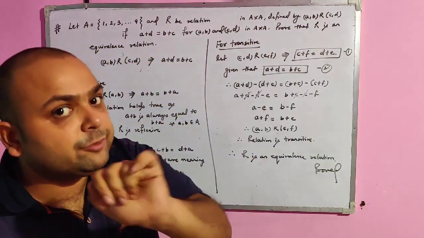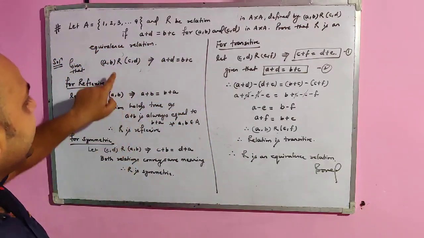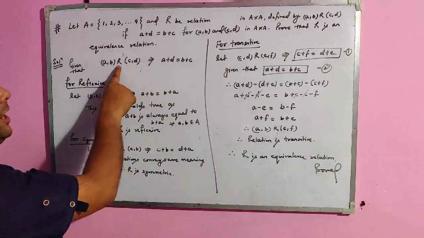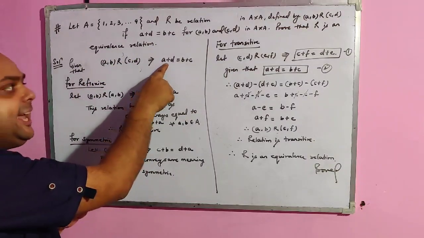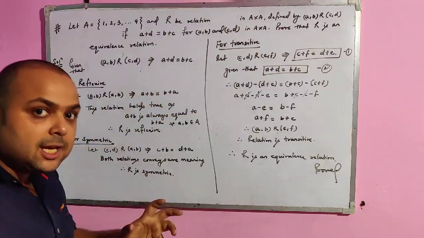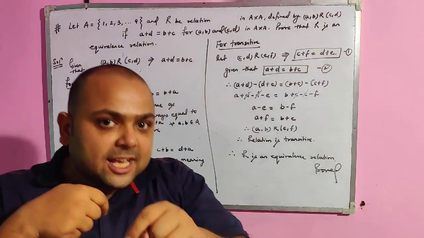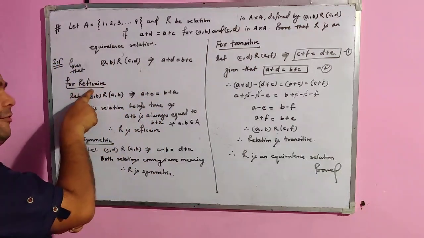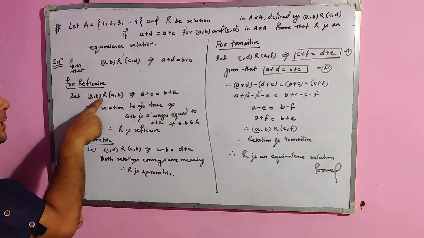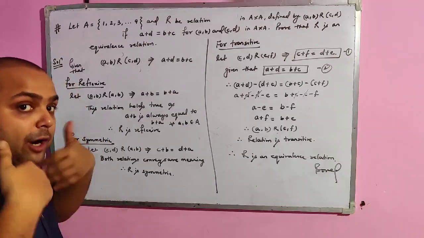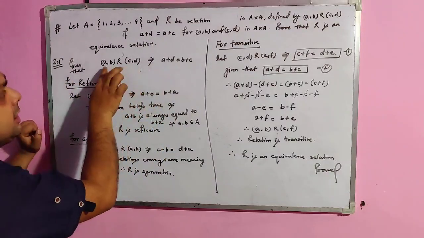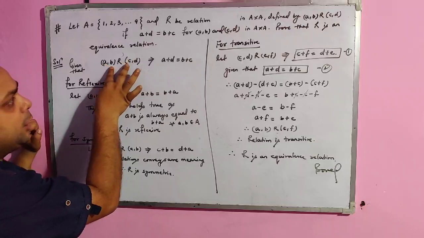First I am going to start with reflexiveness. First of all, I have written the relation (a, b) related to (c, d) such that a plus d equal to b plus c. Now for the reflexiveness, the mapping should be done to itself. That is, for reflexiveness, let (a, b) be related to (a, b) only. So what will the relation become from this? First and the last term and the middle two terms, like this.